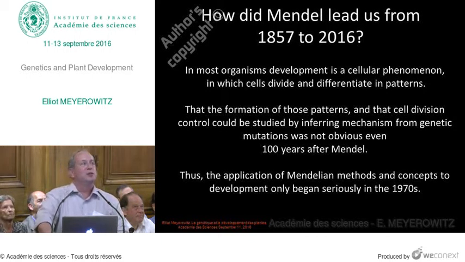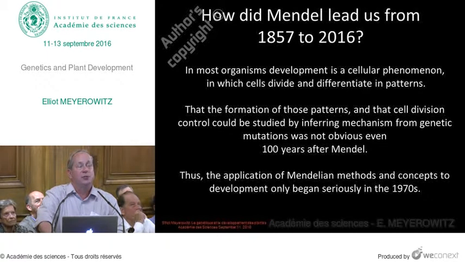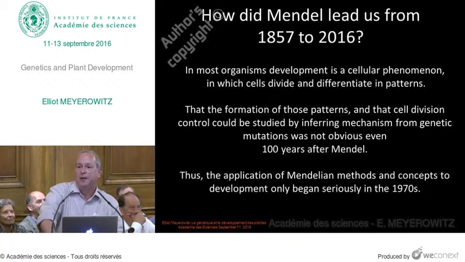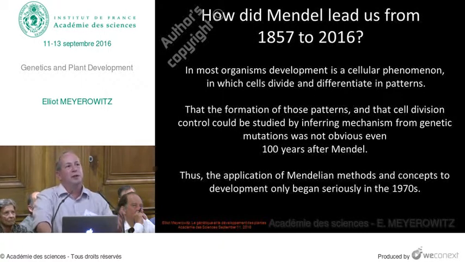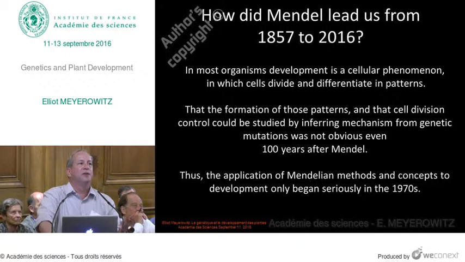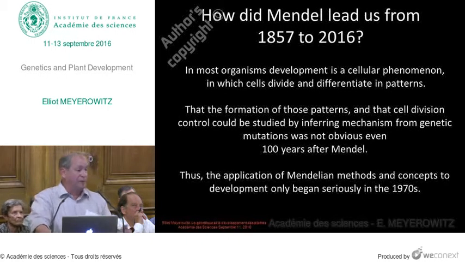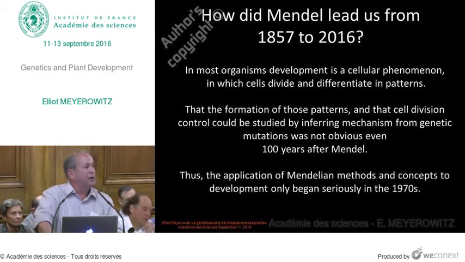The formation of these patterns and cell division control could be studied by inferring mechanism from genetic mutations, though, was not obvious to Mendel or to Bauer or to other people who worked on flower development, like Stebbins in the 1960s. It was not obvious that you could infer mechanism from genetic mutations. And so the application of Mendelian methods and concepts to development began in Drosophila and C. elegans in the 1970s and got to plants very rapidly by the 1980s.